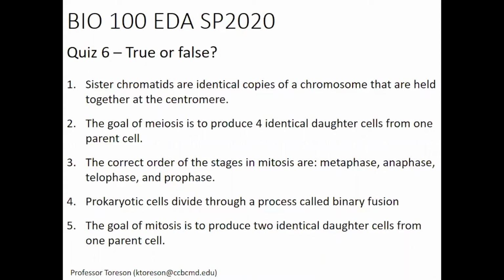And finally, number 5, the goal of mitosis is to produce 2 identical daughter cells from one parent cell. This is true. The goal of mitosis is to produce identical cells. These cells should be identical to each other, as well as identical to the parent cell.